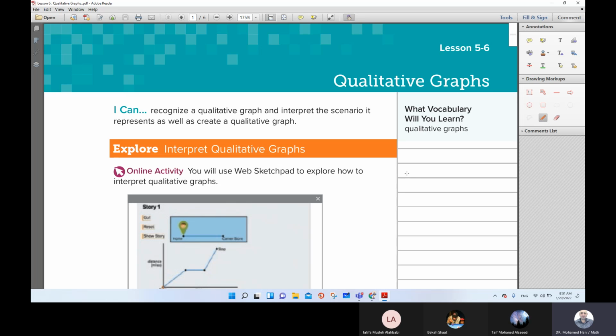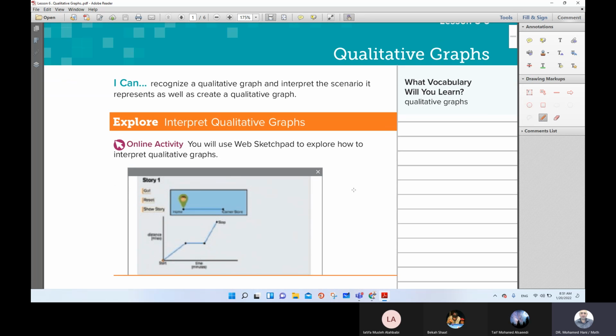Math grade 8. We are in module 5, lesson 6, the last lesson in this module: qualitative graphs. In this lesson, we want to recognize a qualitative graph and interpret the scenario it represents, as well as create a qualitative graph.